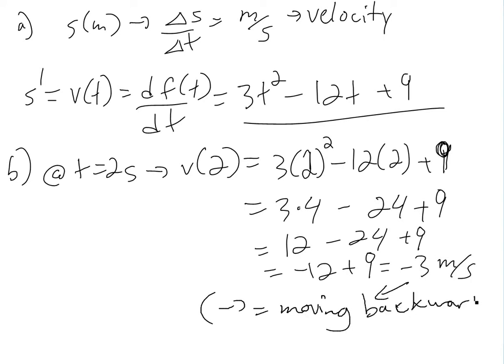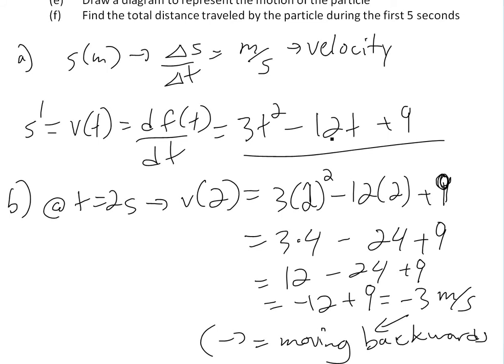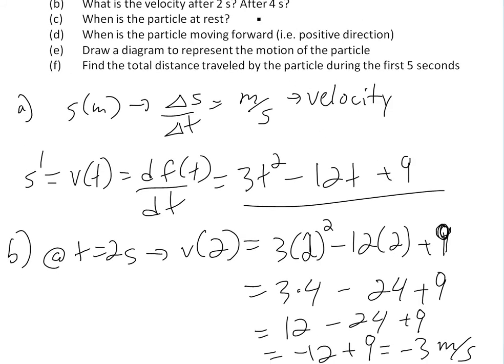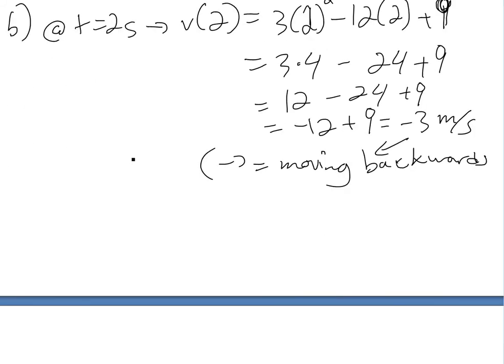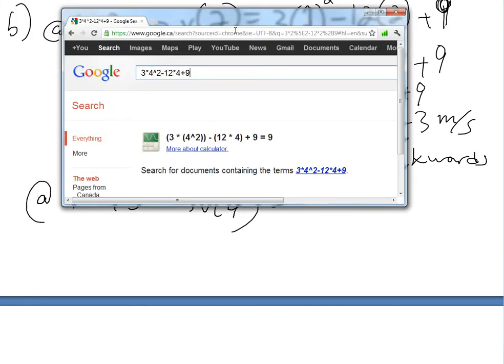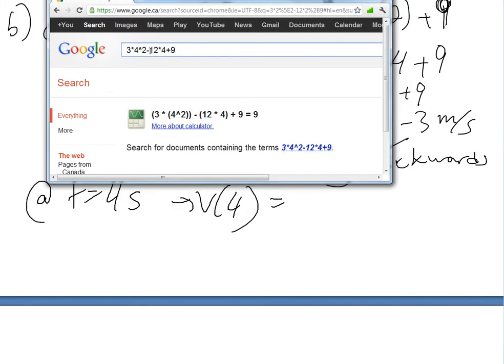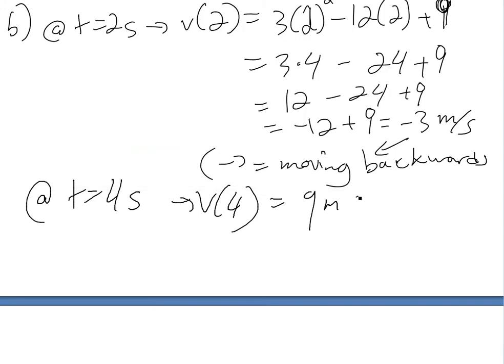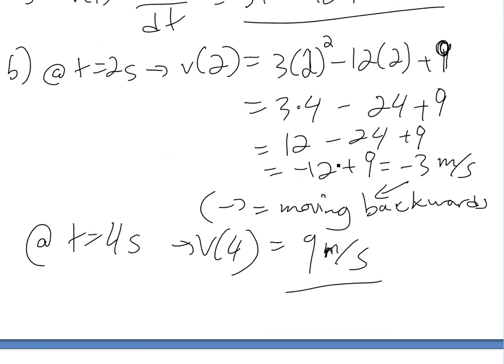Backwards. And if it's positive, it's moving forward. And then also after 4 seconds, t equals 4 seconds, then v of 4, if we just plug it in. I already put it in the calculator here, so 3 times 4 squared minus 12 times 4 plus 9 is equal to 9 meters per second. So basically, it's moving forward at a faster rate when t is 4 than it was moving backwards when t is 2.